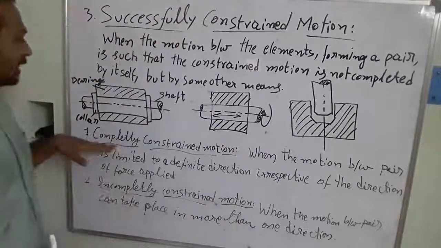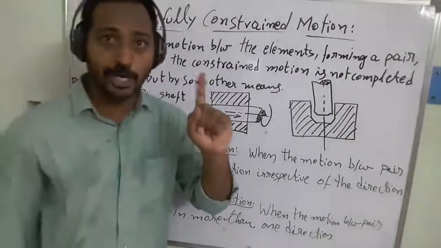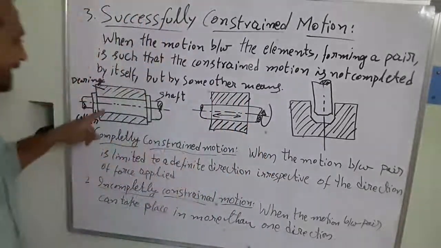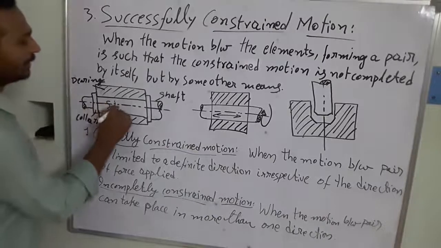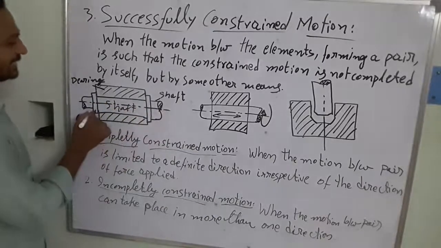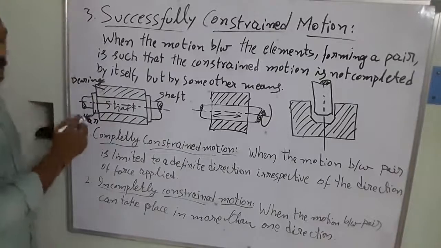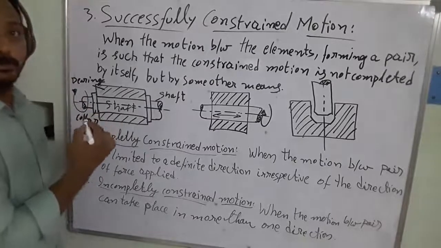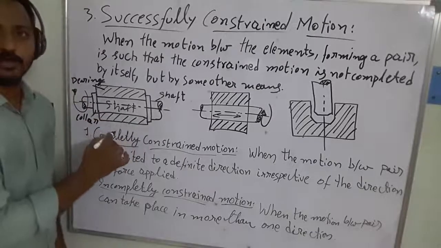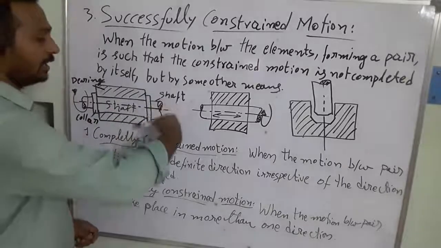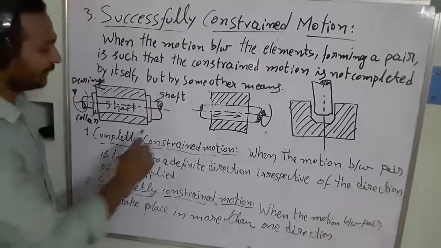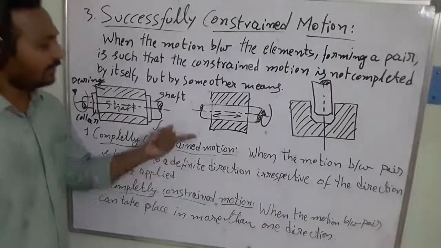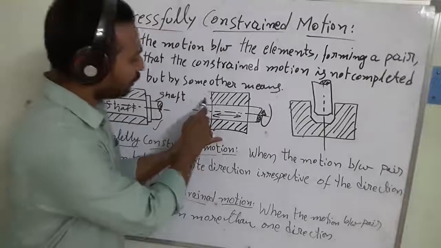On this basis, I have given two or three graphical examples. What is completely constrained motion? We know a definite direction of motion is obtained irrespective of the force applied on that member. So here, this is the shaft, this is the collar, and this is the bearing. This member rotates about the axis of the shaft, but it does not do any translatory motion; it moves only about its own axis of rotation. So this is a completely constrained motion. When it comes to the second example, we have removed the collar from this one.